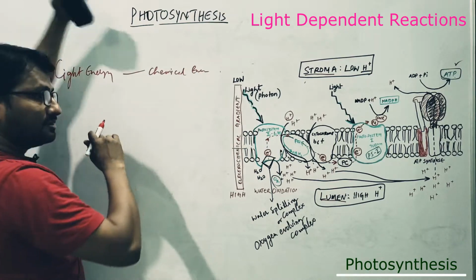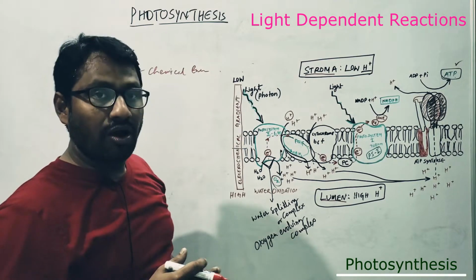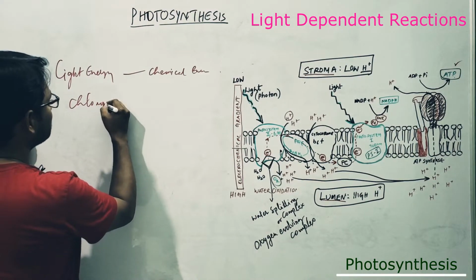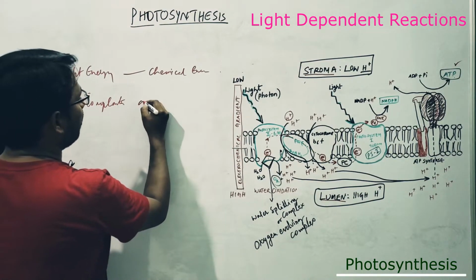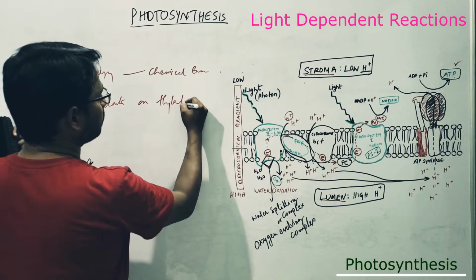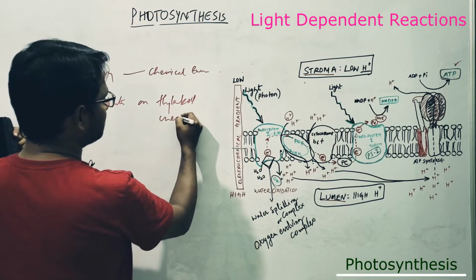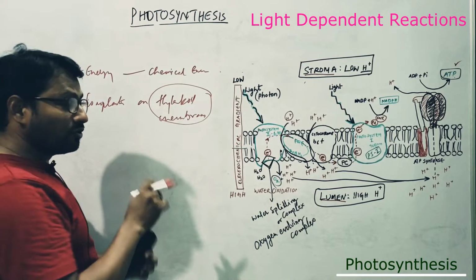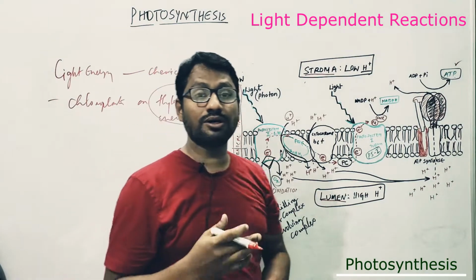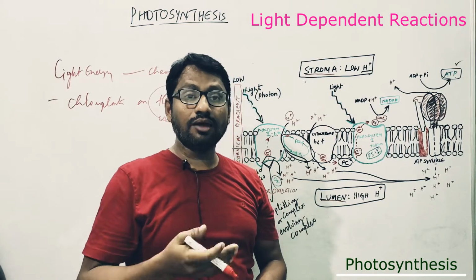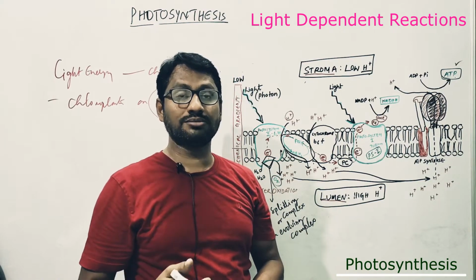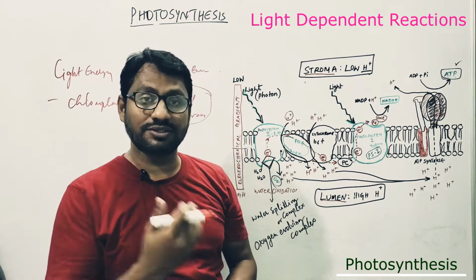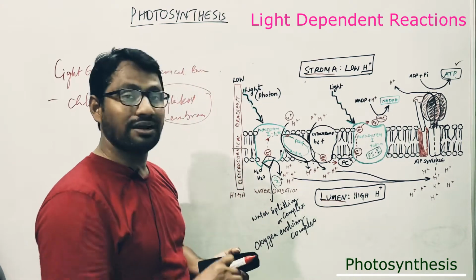It occurs inside the chloroplast on the thylakoid membrane. Photosynthesis is responsible for the oxygen content in the air we breathe, and every microorganism, plant, and animal needs oxygen to breathe for survival. So we need oxygen.